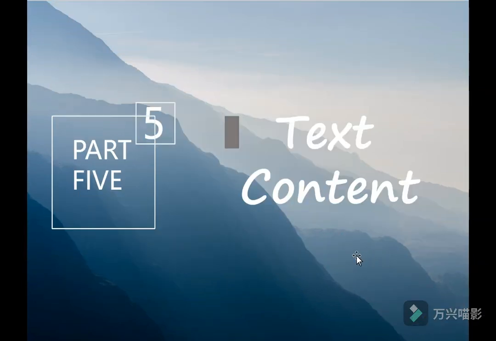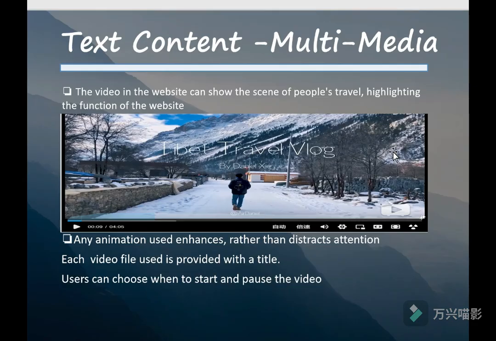Okay, next I will introduce part 5, text content. And the first section is multimedia. The radio in the website can show the scenes of people's travel, highlighting the function of the website. And any animation used enhances rather than distracts attention. And each radio field used is provided with a title. And users can choose when to start and pause the radio, and they can click this button.